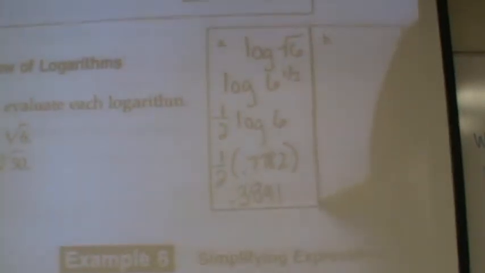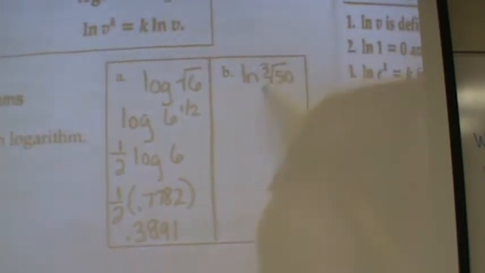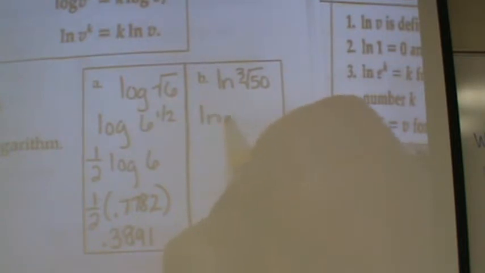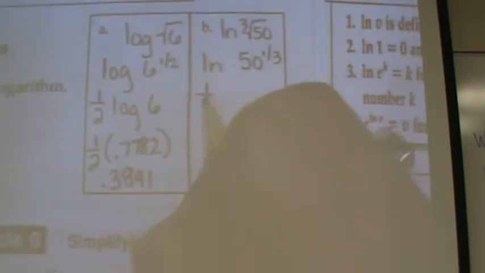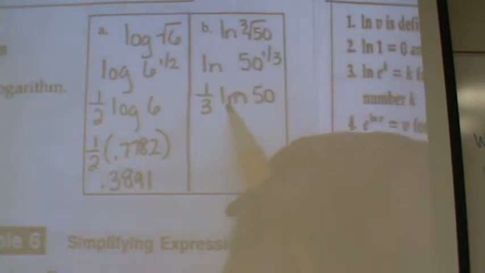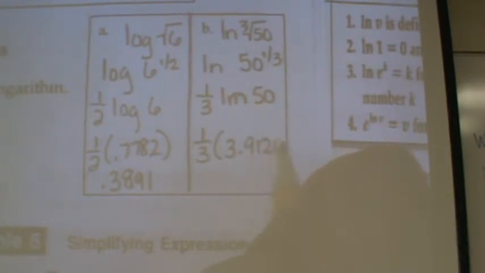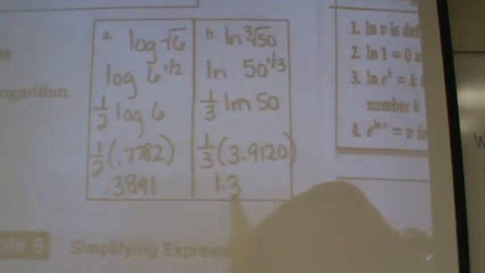And how about B? Same thing. It says ln cube root of 50, which means ln 50 to the 1/3 power, which is 1/3 times ln 50. Well, ln of 50 is 3.9120, so it's 1/3 times that. ln means log base e.